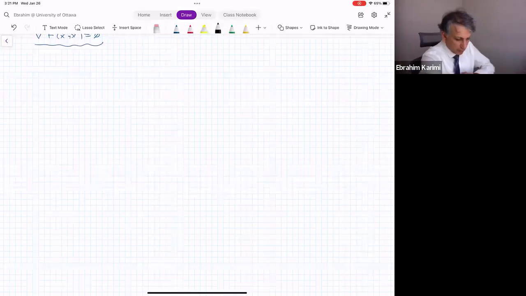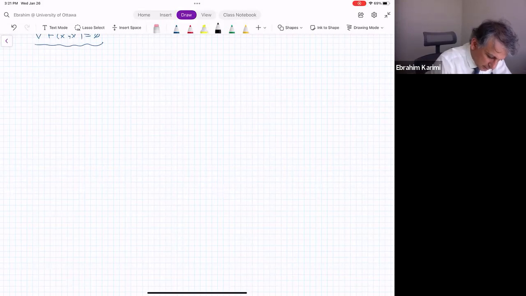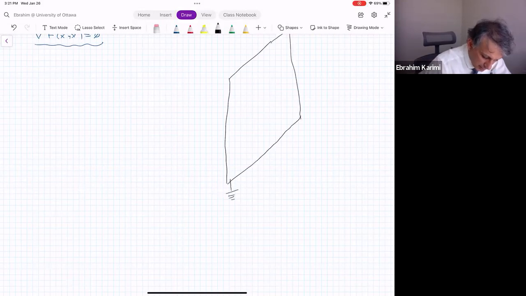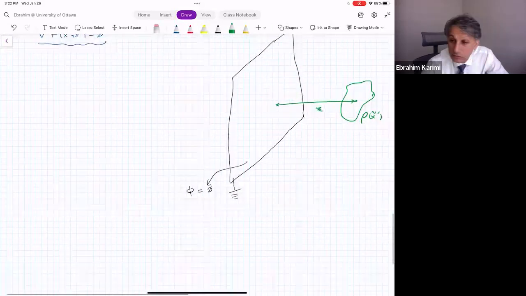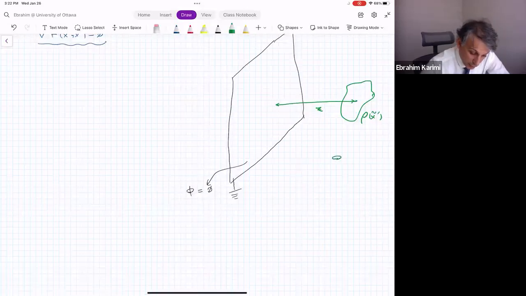So let's look at the problem. I have a metal object, which means that it is at 0 potential. What is the potential here? It is 0. Then I have an object which has a charge distribution rho of x prime, and I will place it close. The center of this object is at a distance of, let's say, z. And I want to find out what is the potential here.